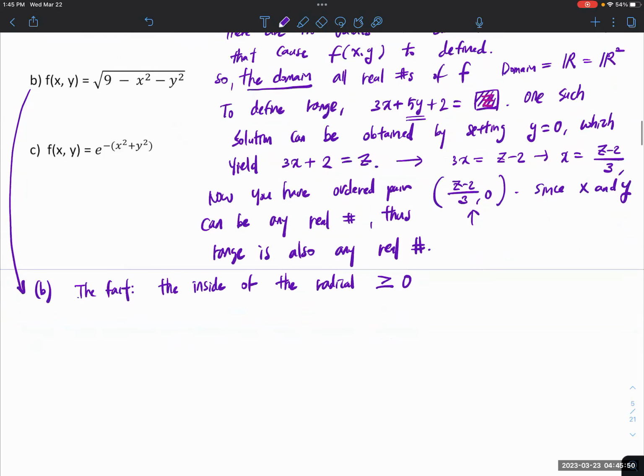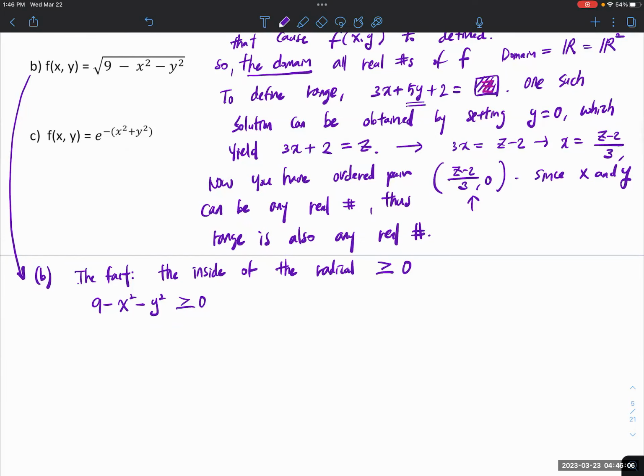So therefore, we can say 9 minus x squared minus y squared should be greater than or equal to 0. I want to make this equation a little bit more beautiful. It looks like a circle function. So let me move 9 to the other side. Negative x squared minus y squared is greater than or equal to negative 9. Now you can divide by -1 everywhere. Once you divide by a negative number, you have to switch the inequality. So actually you will get x squared plus y squared is less than or equal to 9.